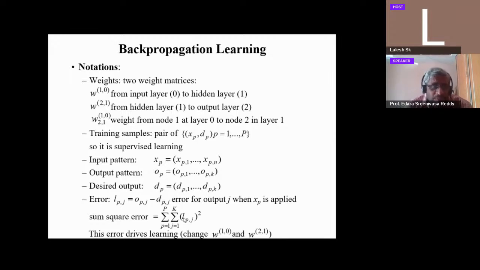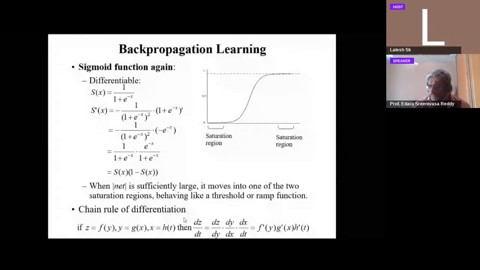So weights are two weight matrices. We are going to create weight matrices. One is for input layer to hidden layer, and another is for hidden layer to output layer. And we are training now the network with input patterns X, and we'll get the corresponding output response. And also, since it is supervised learning, we are giving desired output. And we are making the squared error. This squared error is used for deciding the change in weights.